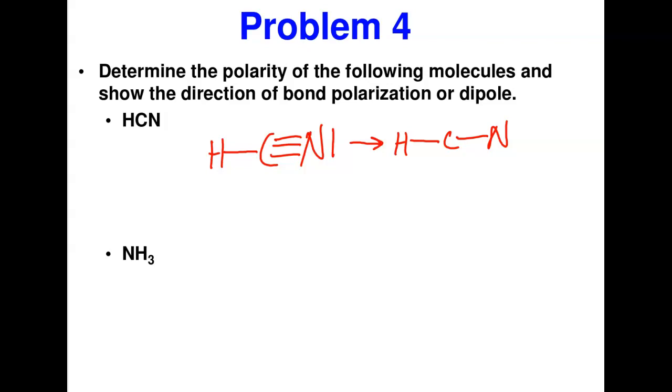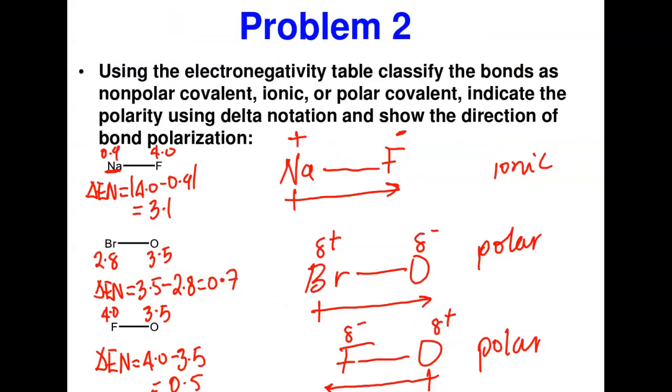Now, when you look at this molecule, if you check the EN difference between carbon and hydrogen here, remember, carbon is 2.5, hydrogen is 2.1, and nitrogen is about 3.0. Yeah, nitrogen is 3.0. We can always go back here to check those.